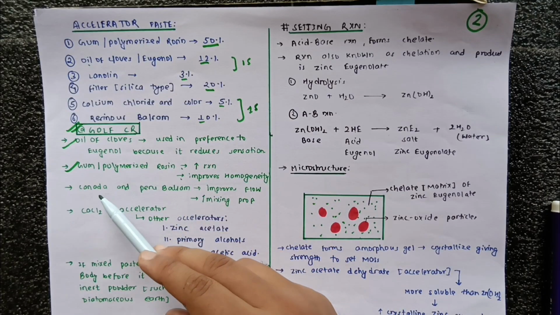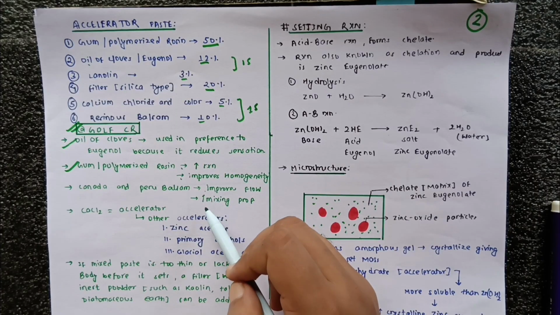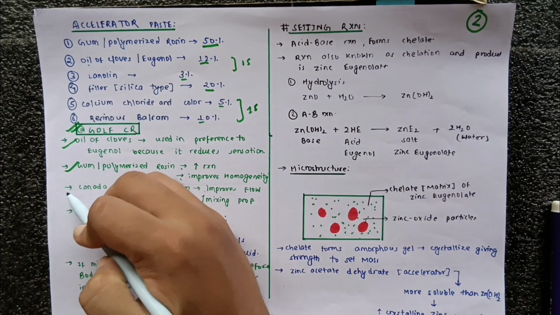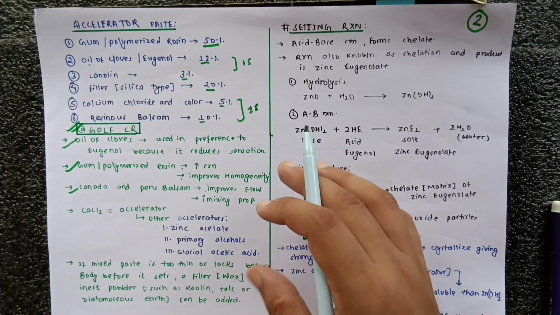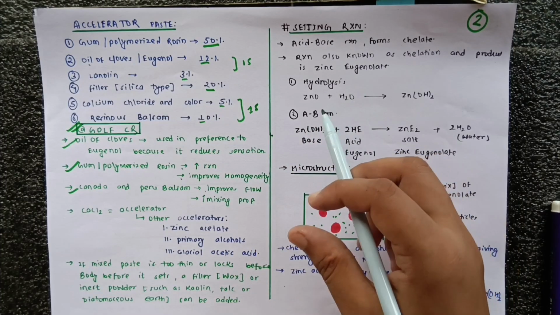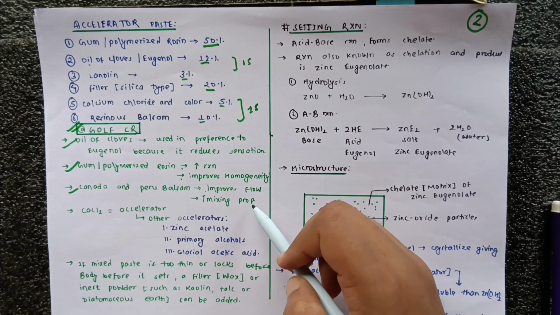The next point, as I have written here, is Canada balsam and Peru balsam. The function of Canada balsam or Peru balsam is that it improves the flow. The flow of the material is improved and it also improves the mixing properties.